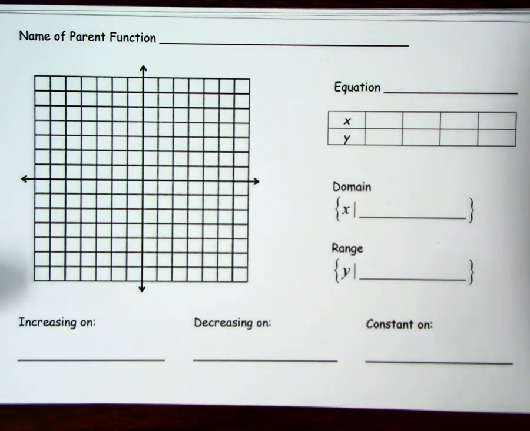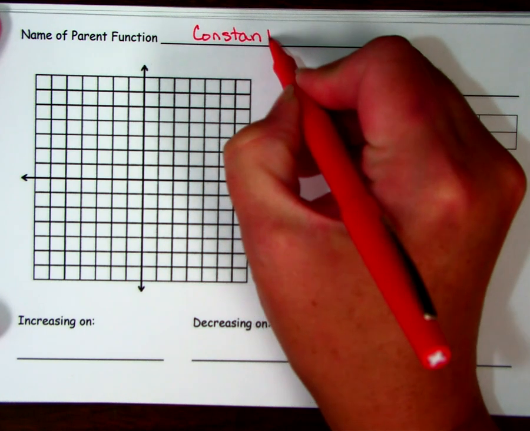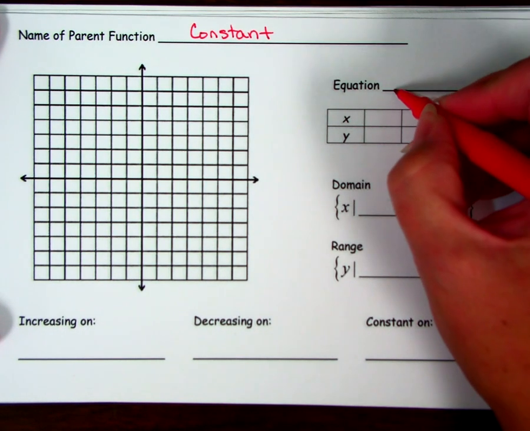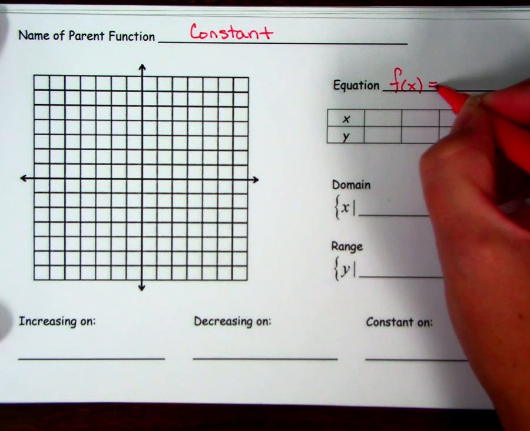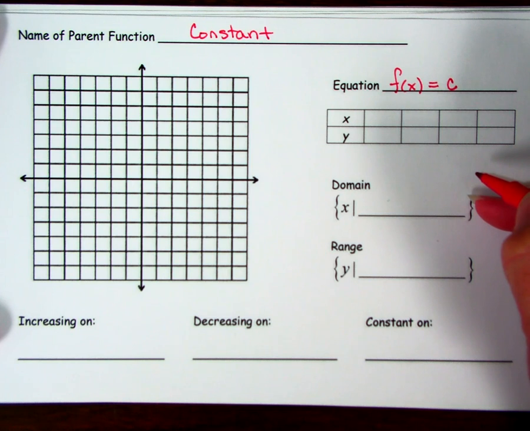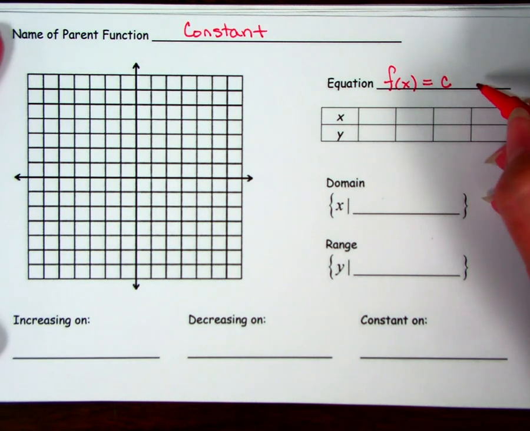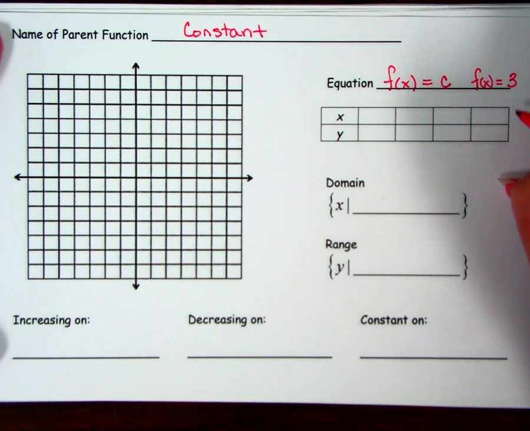This parent function is called the constant parent function. The equation of this function is f of x, which of course means the same as y, is equal to some number. It can be any number. We're going to call it c. In order to make this something that we can actually draw the graph of, we're going to pick a number for c. Now c can be any real number. So it can be a positive number, it could be a negative number, it could even be a fraction, or it could be 0. For sake of example, I'm just going to choose f of x is equal to 3.